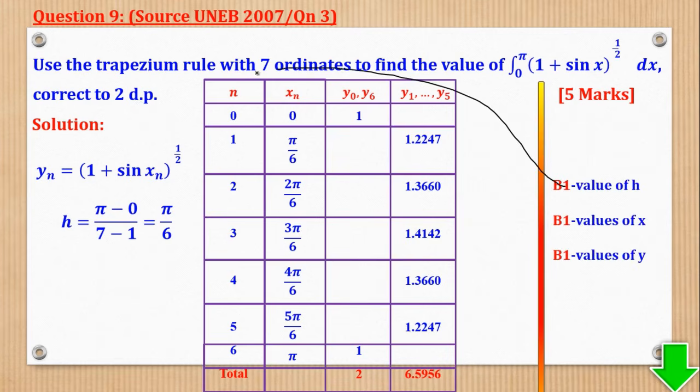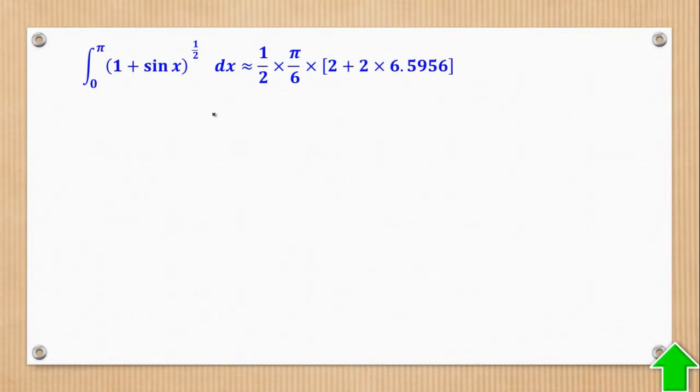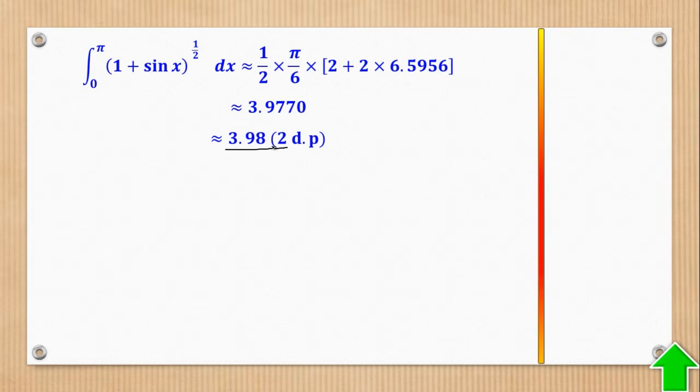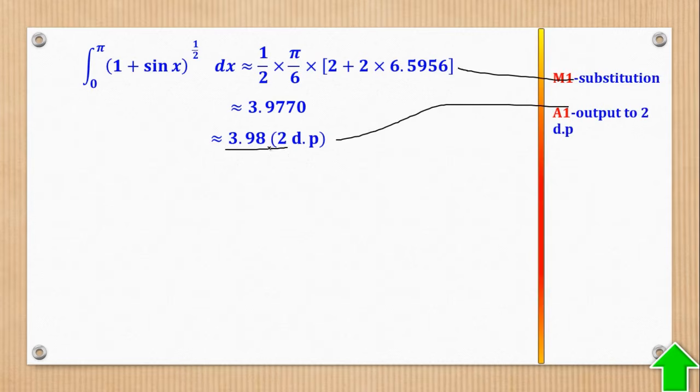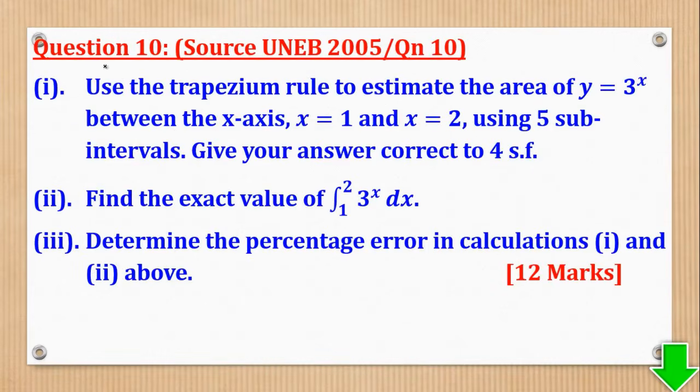So B1 for getting the value of h, B1 for the values of x, B1 for both columns of y. So now we can substitute in trapezium rule to come up with that. Then when you use the calculator, come up with that, round off to the required accuracy to come up with that. So M1 for substitution, A1 for the output to the required accuracy. Then that was question 9.